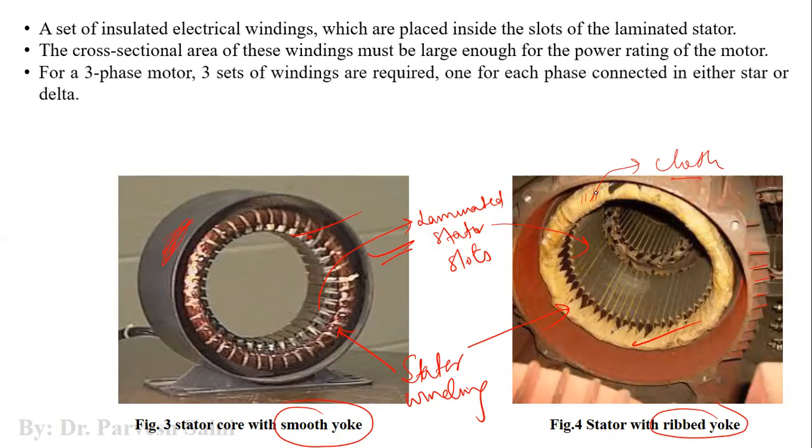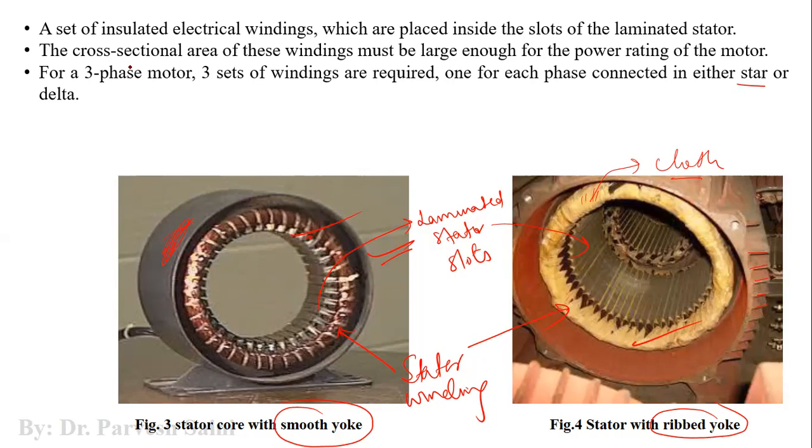Now these are some points about the induction motor. The windings of the induction motor can have a star connection or delta connection. This we have already covered in unit number 2, right? So you can refer to unit 2 to understand the star connection and delta connection.